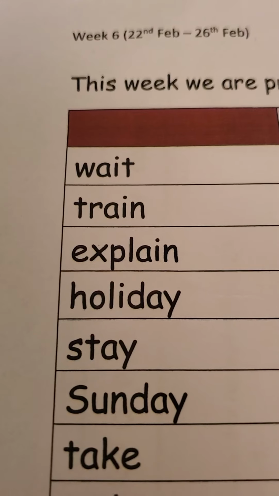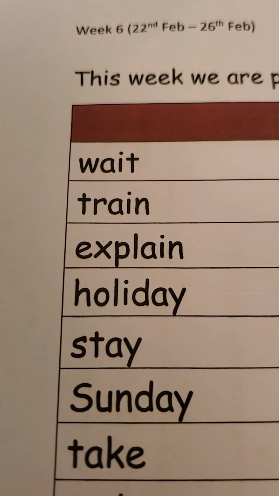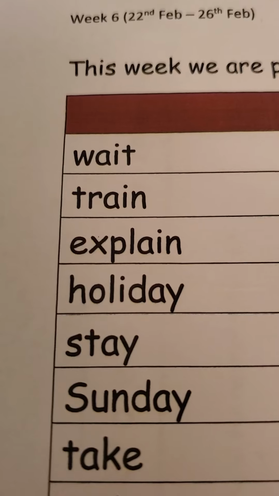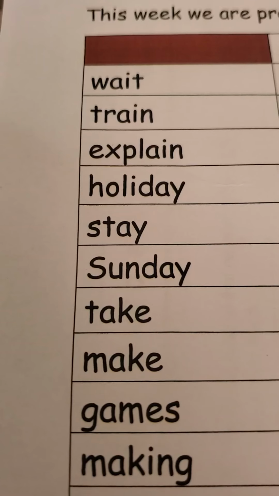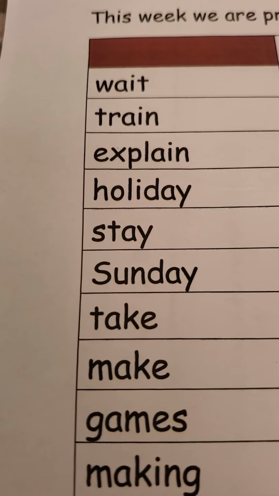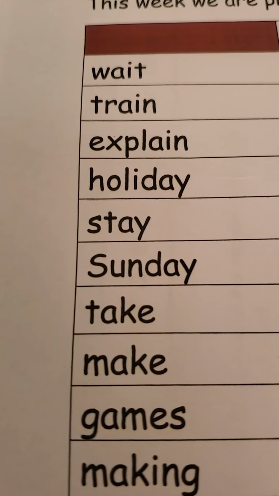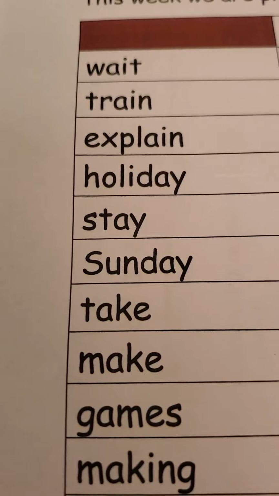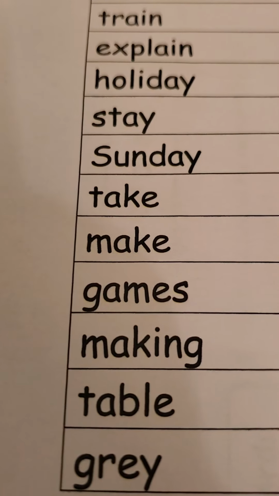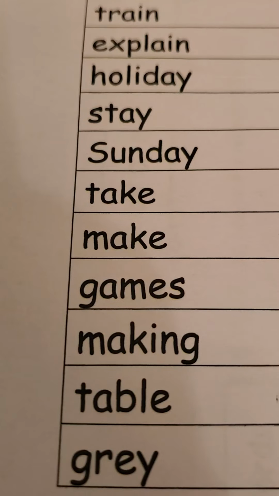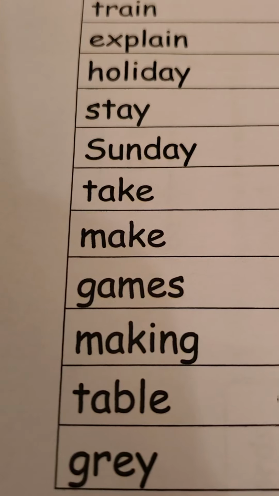For our next three words, the sound A is made with AY. So we've got holiday, stay, and Sunday. For A hop over E then, we have take, make, and games. For A alone then, A on its own, we have making, and table.